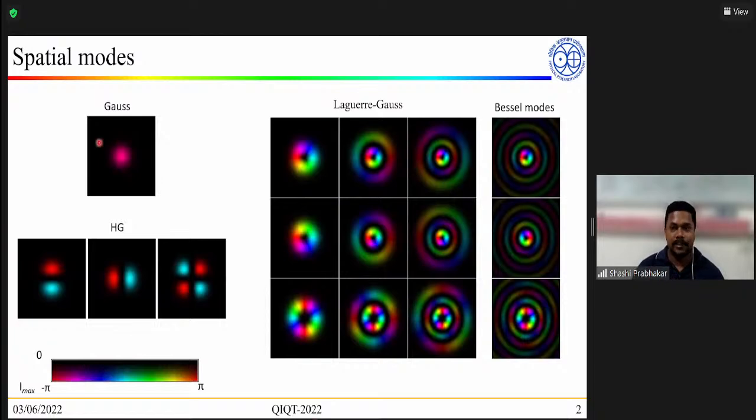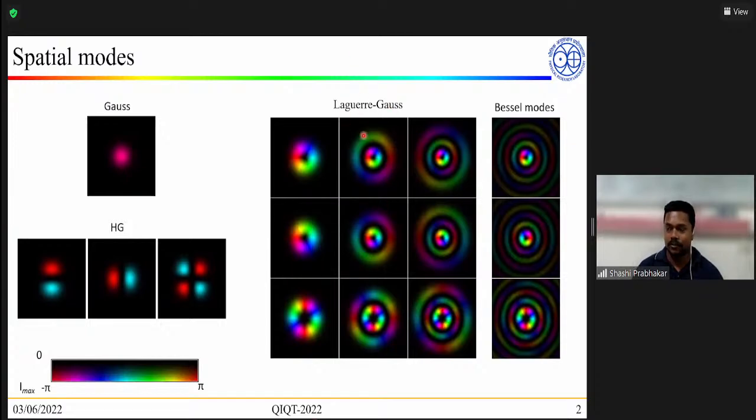So we all are familiar with the laser beam, where the phase front of the laser beam is constant throughout and it has a Gaussian intensity profile. If we go to the higher order modes, of which there are many classes of spatial modes, I have put a few of them.